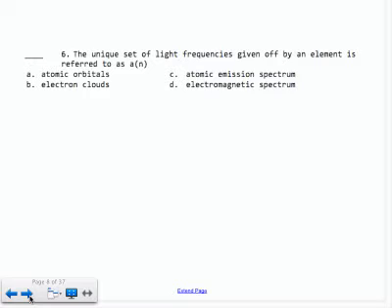The unique set of light frequencies given off by an element is referred to as, not an atomic orbital, we just had that answer, not an electron cloud. It's called the atomic emission spectrum. The light emitted by an atom has a spectrum to it, and each element has a unique atomic spectrum. The electromagnetic spectrum is the entire set of wavelengths that are possible.